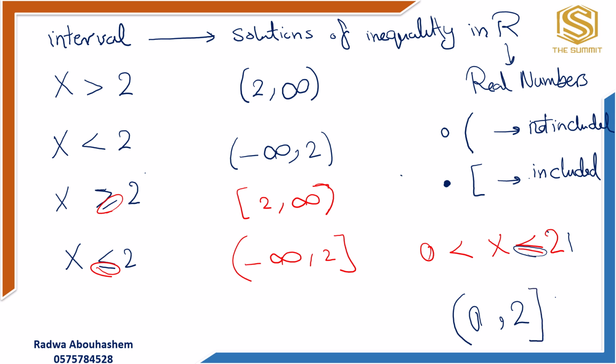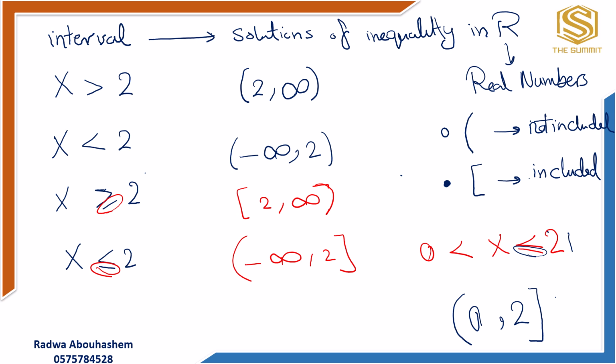Now, what is the meaning of this? I need all of the numbers between 0 and 2, and 2 is included. So what are the numbers between 0 and 2? Just 1? Of course not. I have infinite numbers between 0 and 2. Maybe it's 1, maybe it's 1.5, 1/4, 1/3, 1 and 5/8, whatever. Any decimal, any fraction. So I have infinite numbers between 0 and 2.